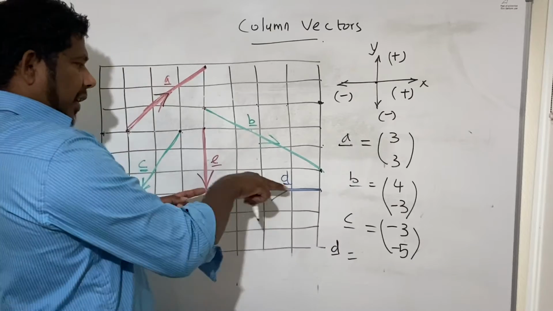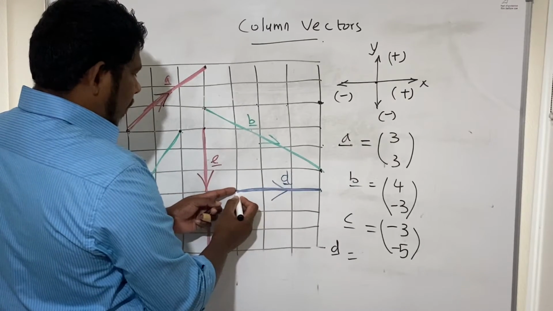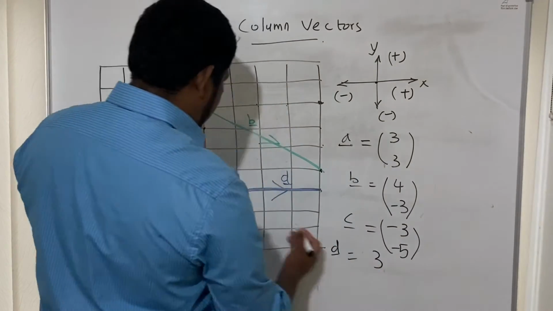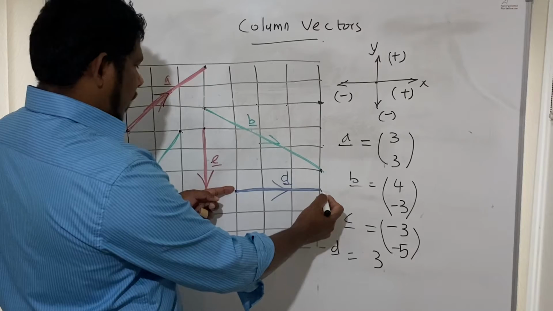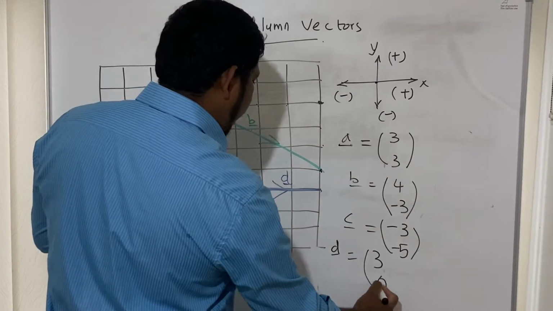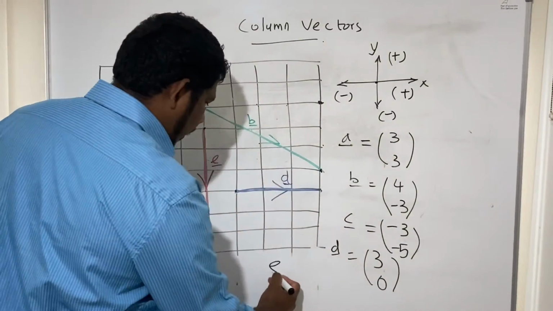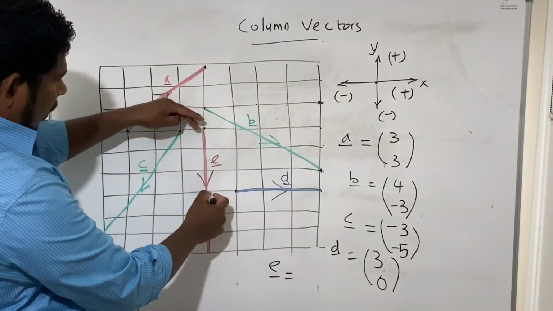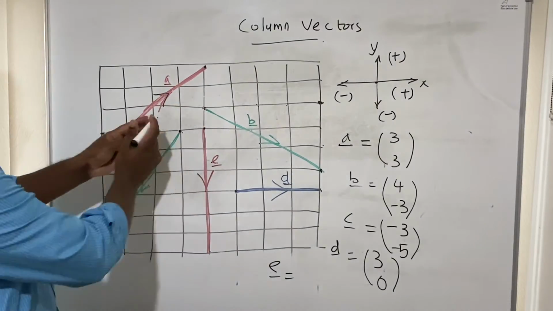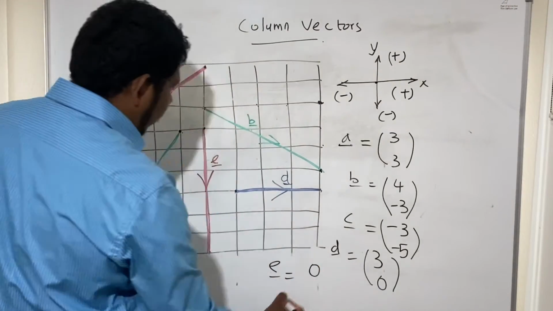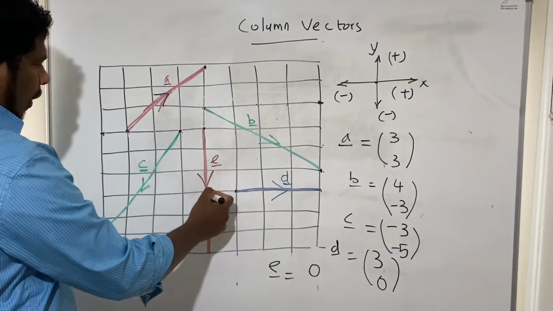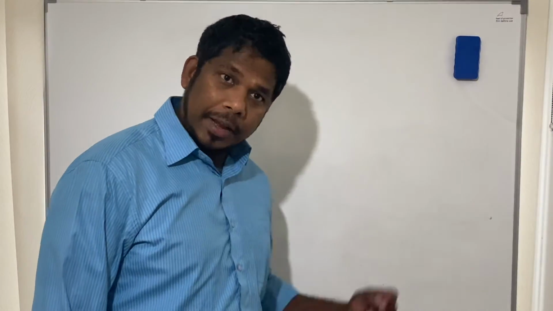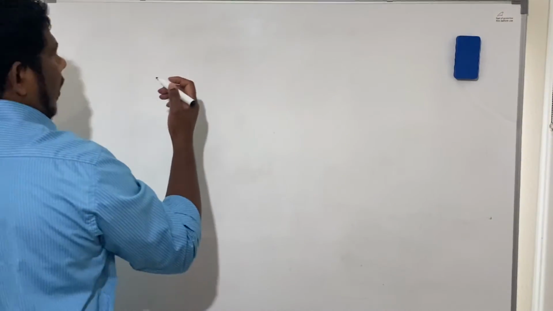Now D. Okay, so it's directed this way, so this is the start point. So we're moving horizontally by 1, 2, 3 units, and we don't need to move vertically, so that's 0. Finally, E. Vector E goes vertically down by 1, 2, 3, 4, 5, 6 units, and there's no horizontal movement, so it's going to be 0. And 1, 2, 3, 4, 5, 6 units, -6. And next, we're going to see how we multiply vectors by a scalar.